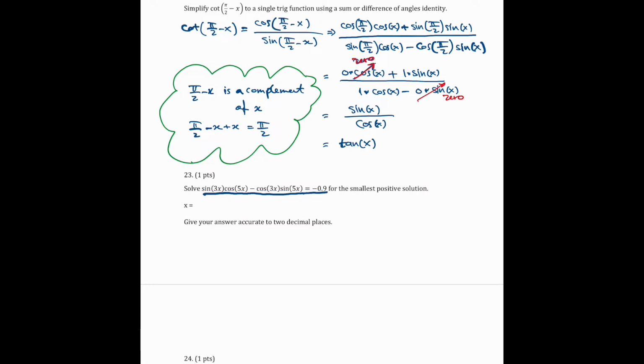So noticing the left-hand side of the equation, I can see this is basically the difference formula for sine. So I can reverse that. Let me write the difference formula for sine. Sine alpha minus beta is equal to sine alpha cosine beta minus cosine alpha sine beta.